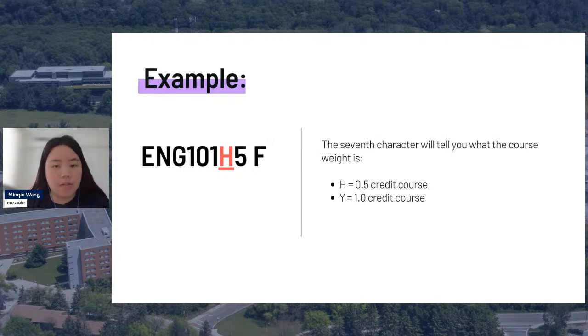The seventh character will tell you what the course weight is. So H stands for half credit course. If a course code has an H, then you'll know that this is a half credit course. By completing this course, you'll get half credit. Similarly, if a course code has a Y, then you know this is a full credit course. By completing this course, you'll get a full credit, which is 1 credit.